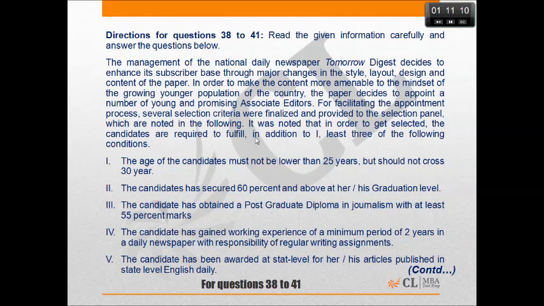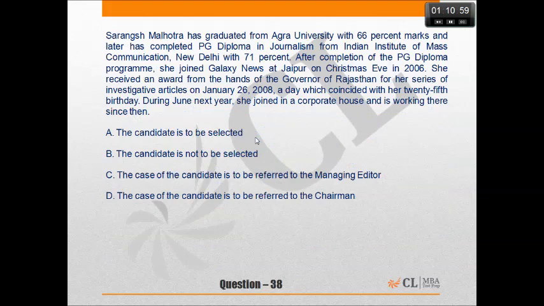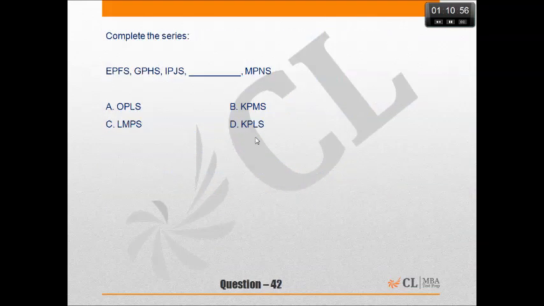This is questions 38 to 41. Section 2, reasoning. You have the eligibility criteria ones. Let me do the simple ones first. Complete the series. E F G H, E F G H I J K. This should be I J K. Then there has to be one here and one here. J K, and this should be L. So K L should be the answer in any case.